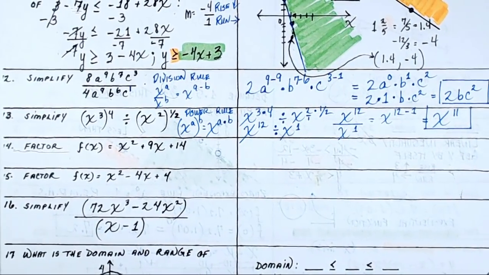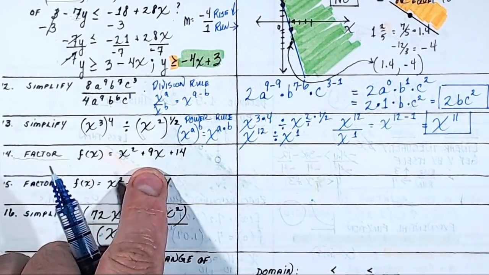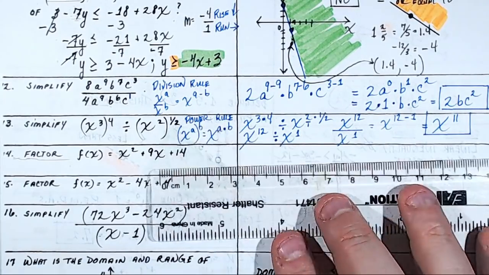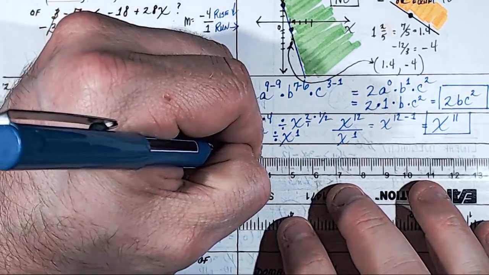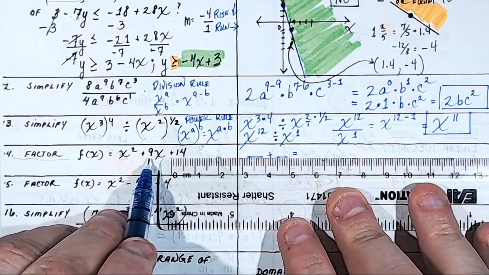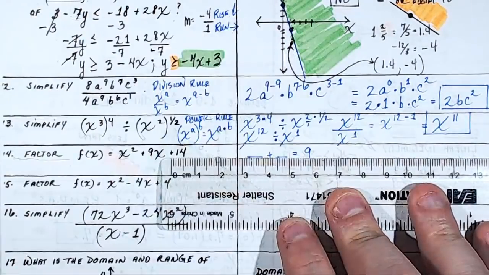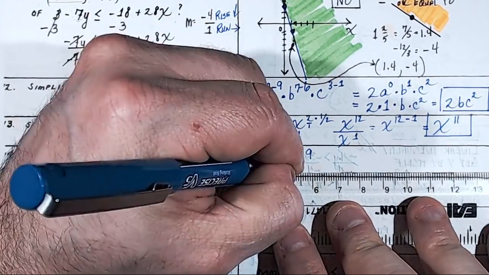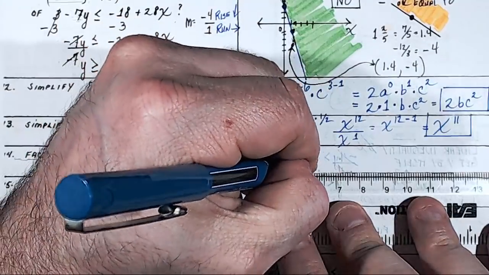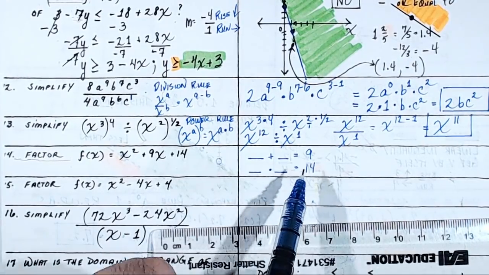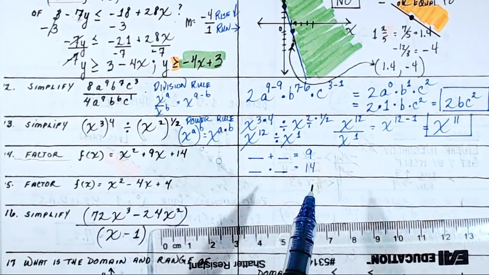Number 14. F of x equals x squared plus 9x plus 14. Okay, so here's how you factor these simple quadratics. You need two numbers that add to the middle term. The middle term is positive 9. They add to be 9. And those same two numbers multiply to be the last term, which is 14. Okay, so I need two numbers that add to the middle term and multiply to the last term. So this is where we start playing in our heads. What two numbers multiply to be 14 that might add to be 9?